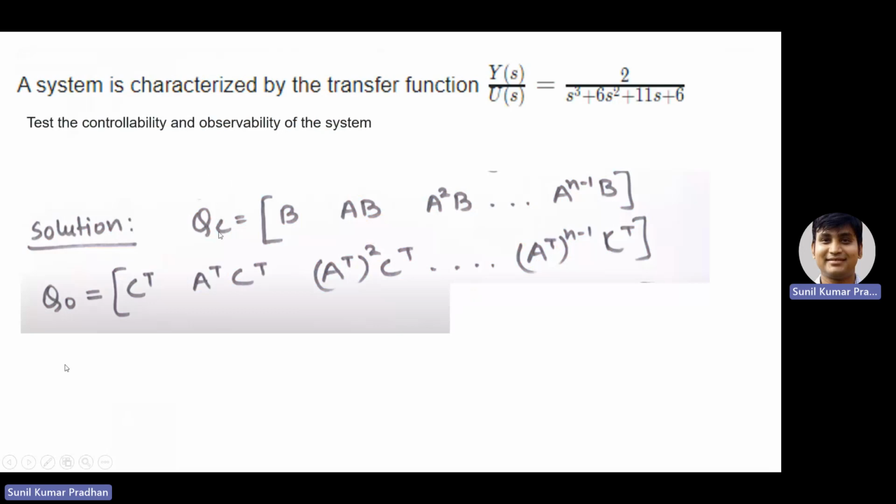Let's say QC is for controllability. It is given by the matrix [B, AB, A square B, ..., A to the power n minus 1 B]. And what is observability? Let's say QO means observability. So it's [C transpose, A transpose C transpose, A transpose square C transpose, ..., A transpose to the power n minus 1 C transpose]. So this is how to find out controllability and observability.